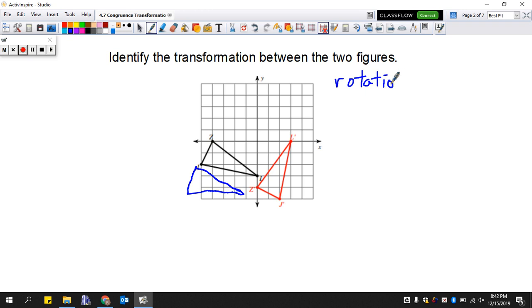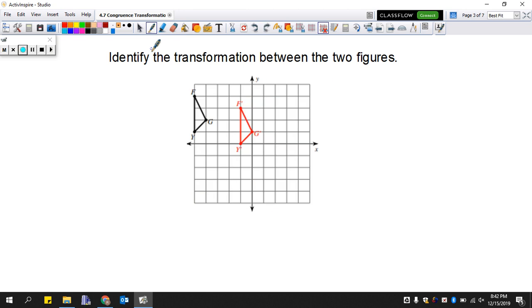When we're talking about the direction, this would actually be counterclockwise, because you rotate to the left, and you rotate it 90 degrees. So 90 degrees counterclockwise.